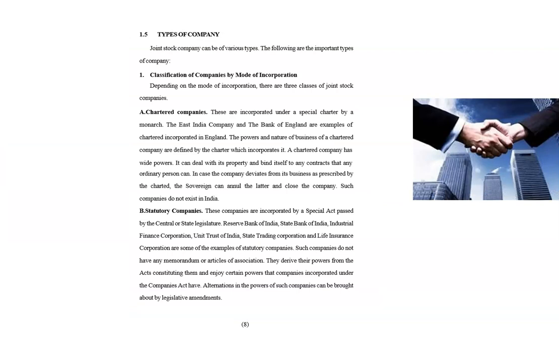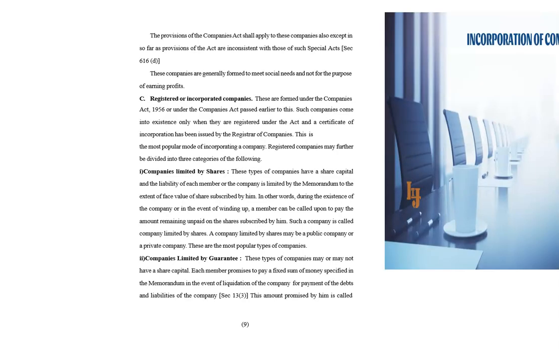The types of companies: classification of companies by mode of incorporation. Chartered companies, right? Some examples are given here: statutory companies, chartered companies. We will not go into much detail on these. Registered or incorporated companies, companies limited by share, companies limited by guarantee. We discussed these already earlier.